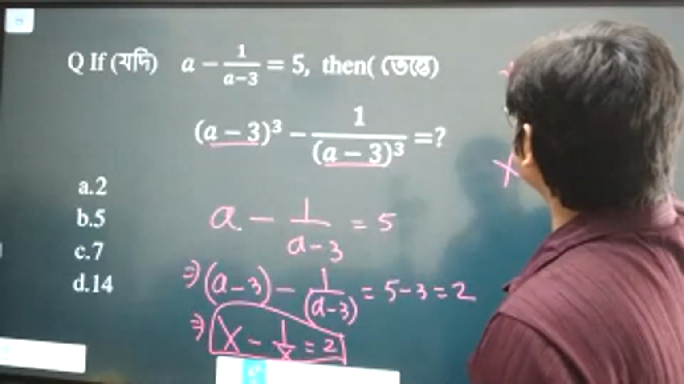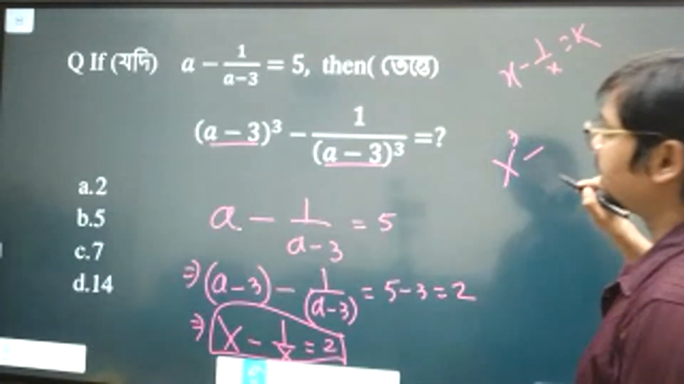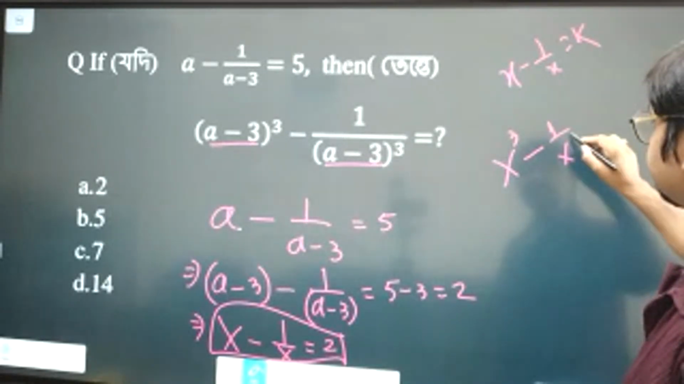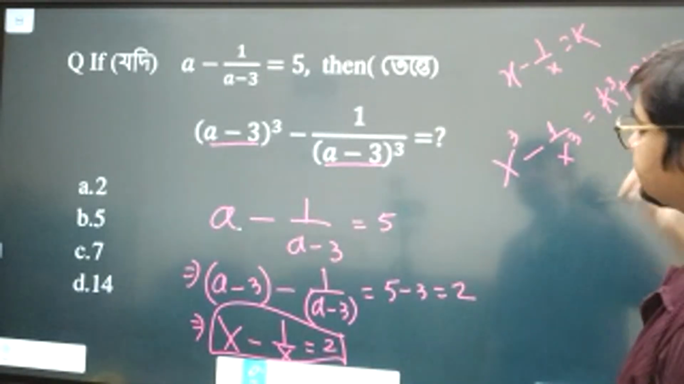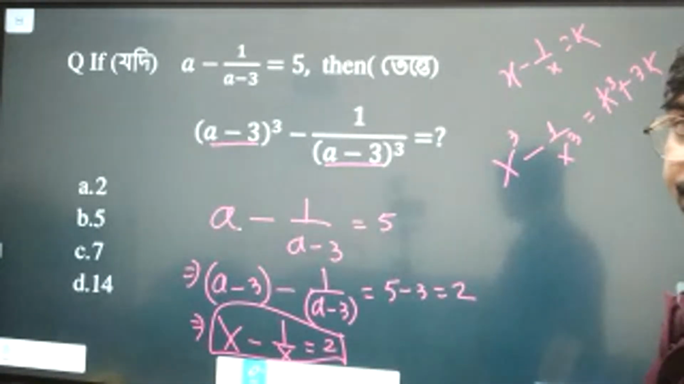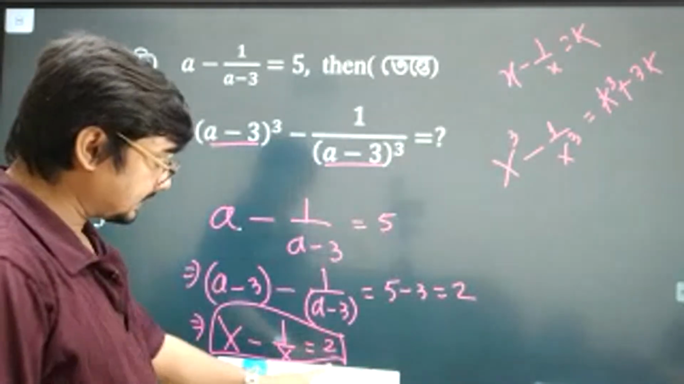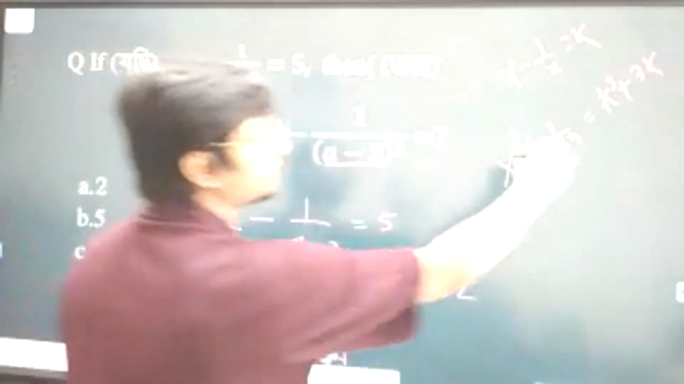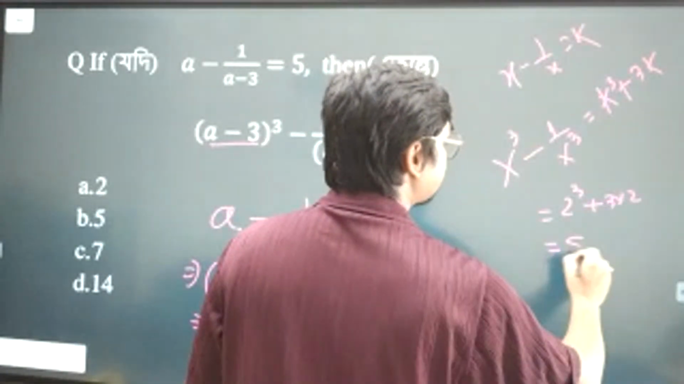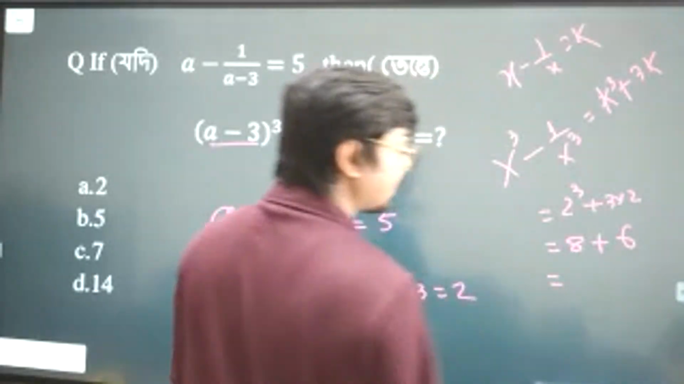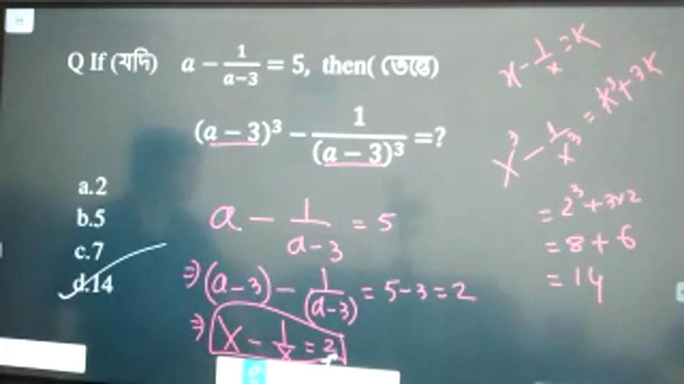You see here, x minus 1 upon x is k, then x cube minus 1 upon x cube is k cube plus 3k. So you put this formula. What is k here? k is 2, so you put 2 cube plus 3 into 2. 2 cube means 8, 8 plus 6, that means this will be 14. That means the D option will be correct. Is it okay?